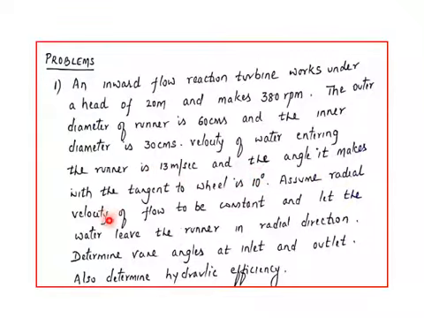We have to assume the radial velocity of flow to be constant. That means Vf equals Vf1, which is constant, and let the water leave in the radial direction. So water leaves in the radial direction, so discharge is radial here. So beta is 90 degrees, so Vw1 will be 0. You have to determine the vane angles at inlet and outlet, and also determine the hydraulic efficiency.